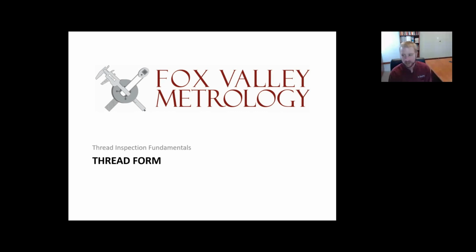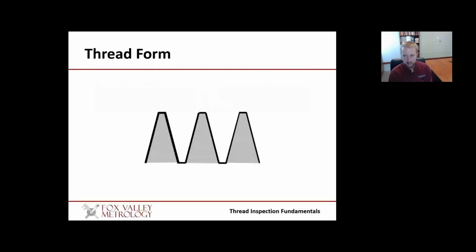Threading is, excuse my pun here, quite literally what holds the entire industry together. As such, it goes without stating that the importance of having accurately produced threads is incredibly high. So why don't we dive right into what the basics of a thread even are and look at the thread form. So right here, you've got the profile of a very basic thread.